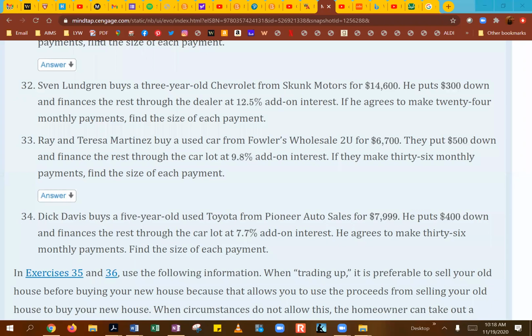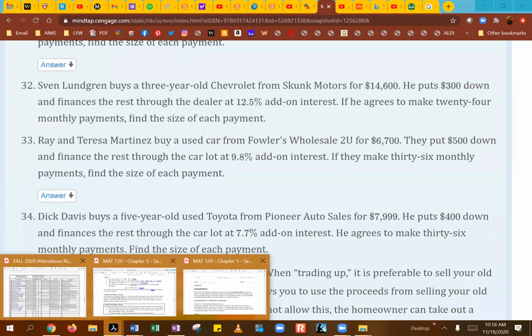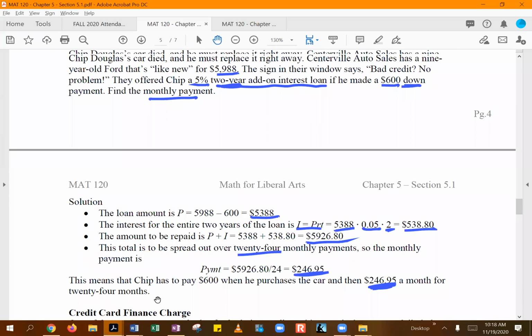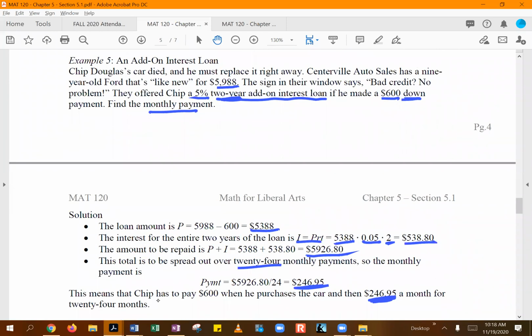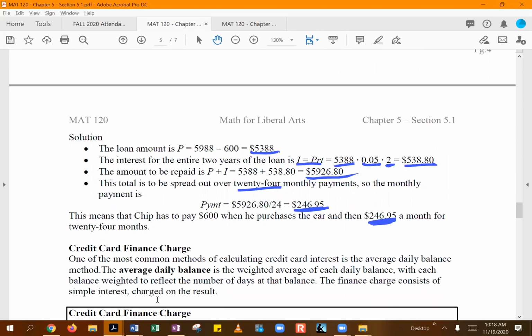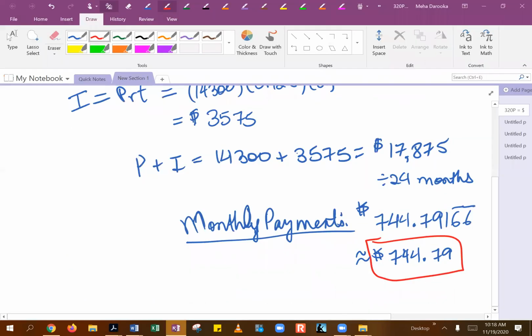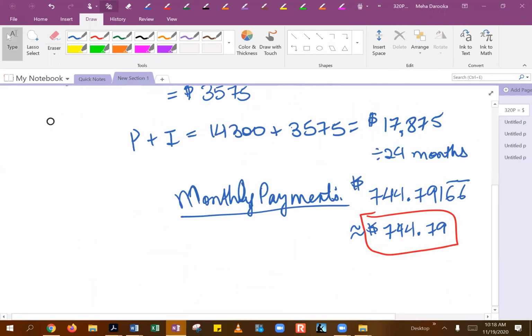Now, of course, you can see he does have a higher dollar amount, 14,600. He's only making a $300 down payment, and that interest rate is pretty high at 12.5%. Now, the example we were looking at in our handout over here, this person was only borrowing about $5,400 at a 5% interest rate. So you can see how small these monthly payments were. But then in our example, of course, everything is a lot higher. So you end up having a higher monthly payment.